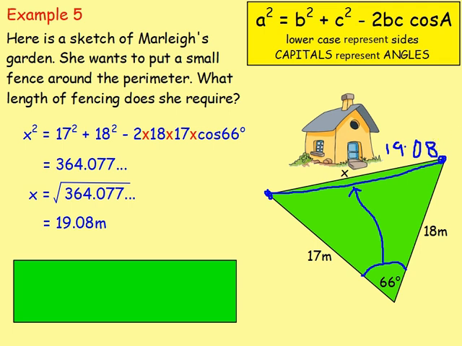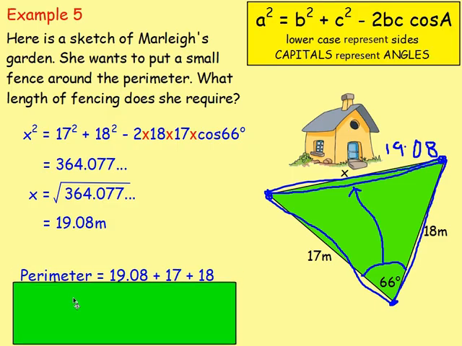Well done. Marley, what would you have to do after that though? Is 19.08 going to be the answer? No. Why is it not? Because it's asking you for the perimeter of my garden, and the perimeter is when you add up all of the sides. So that's 18, that's 17, and that's 19.08. So I would be adding them all together.